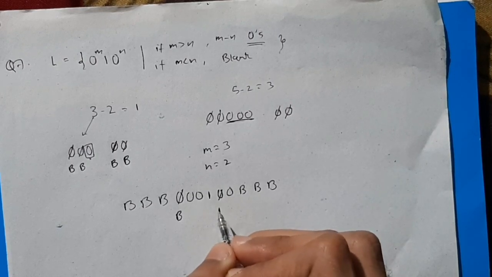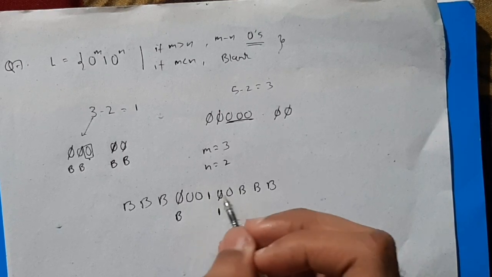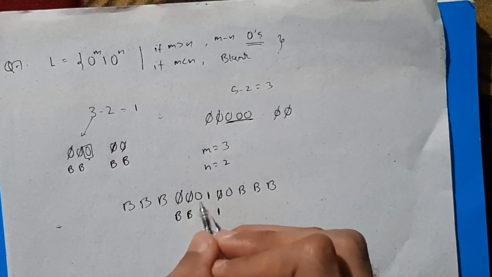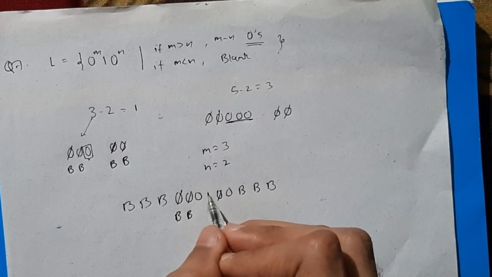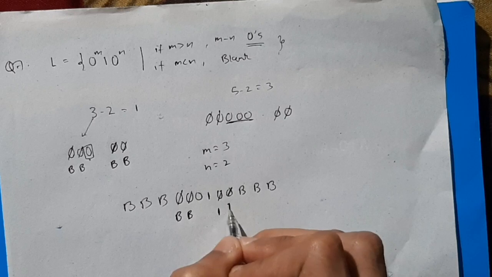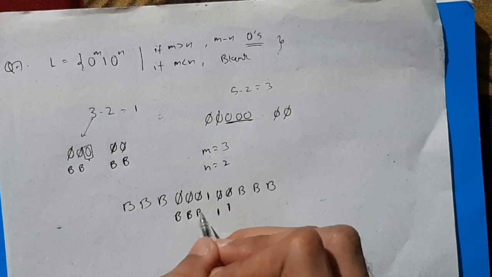Okay, we'll be converting this into 1. Then we'll again come back here, and we'll see if there is any more 0. Yes, there is a 0 here, so I'll convert it into a blank space. I'll move here, skip the n number of ones, and after that the next one I'll convert into 1. After that I'll come back again here. Here it is 0, so I'll have to convert it into a blank space.